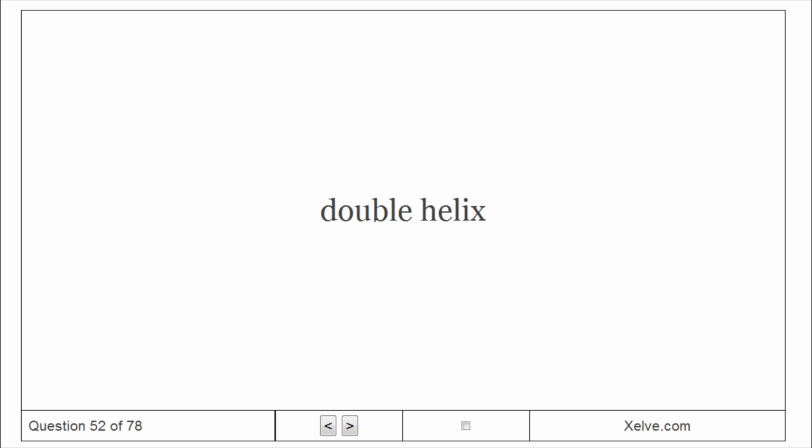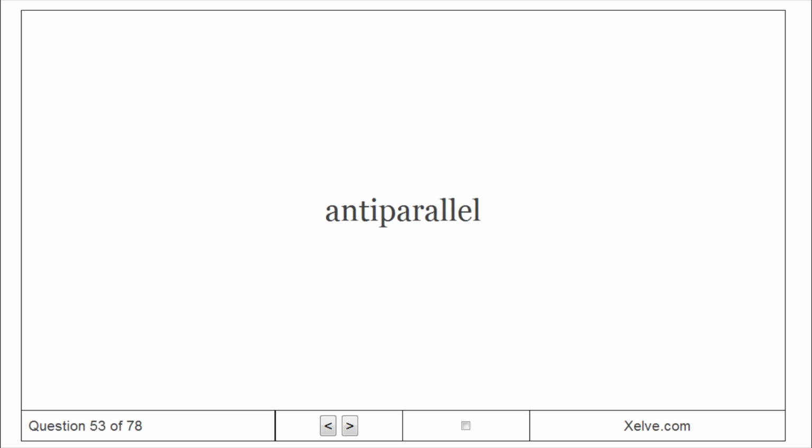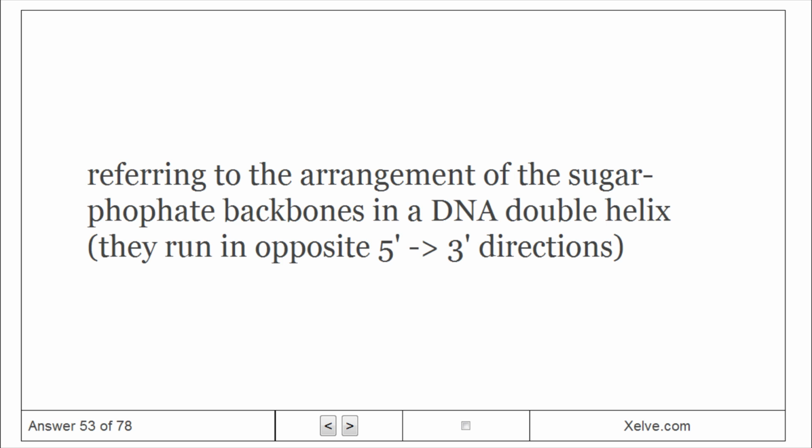Double helix. The form of native DNA, referring to its two adjacent antiparallel polynucleotide strands wound around an imaginary axis into a spiral shape. Antiparallel. Referring to the arrangement of the sugar phosphate backbones in a DNA double helix. They run in opposite 5 to 3 directions.